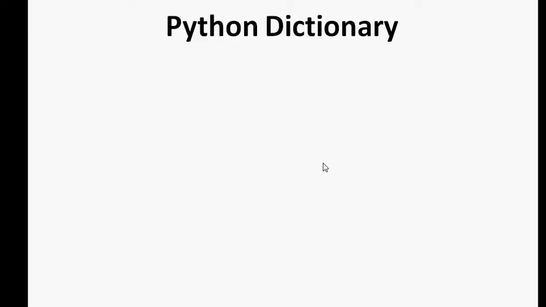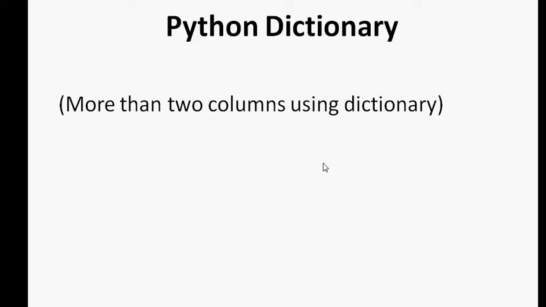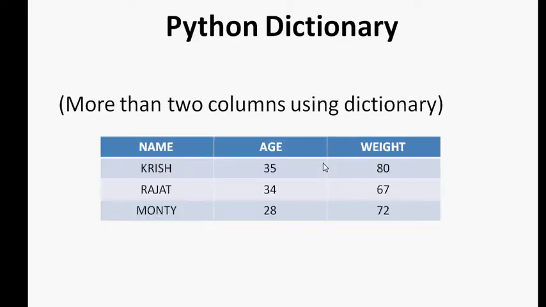Imagine if we have more than two columns, we can conveniently represent them using dictionaries. For example, if we have another column which is weight with the existing two columns, name and age, we can represent this data in the dictionary as well. In this case, we have to make use of nested dictionary. Let me show you how to represent this data which has more than two columns inside a dictionary.